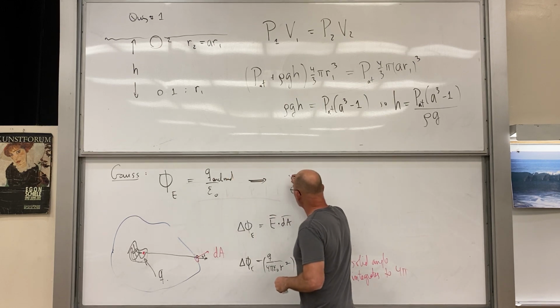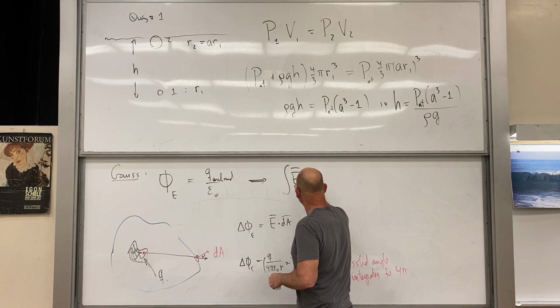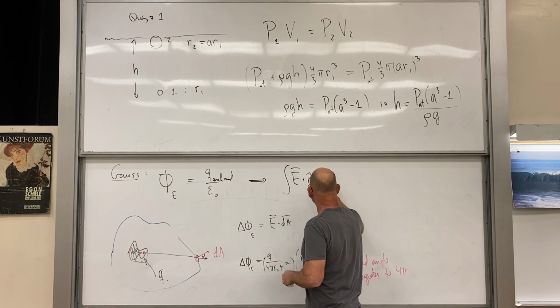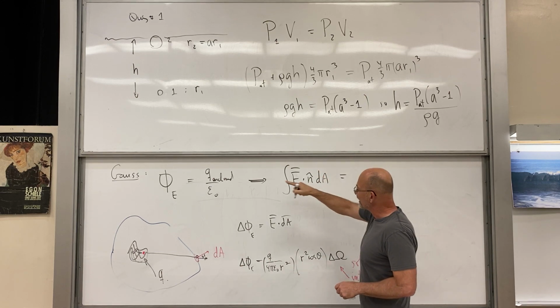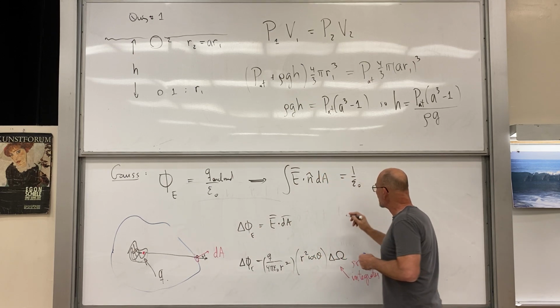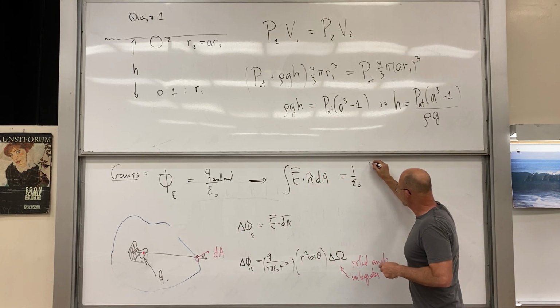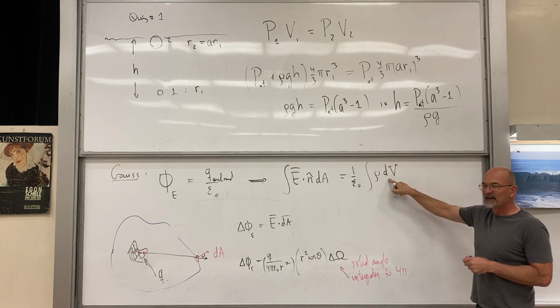So what we were looking for was E dot n hat d area is equal to the enclosed charge over epsilon naught. Now generally, we're going to enclose the charge in an integral of density d volume. Charge density integrated over volume.